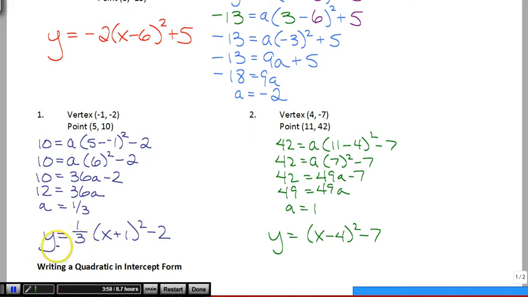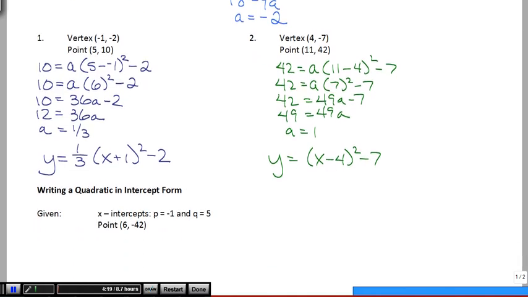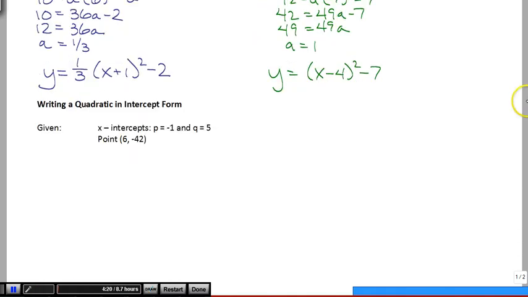Just make sure you write the equation when you are done, and don't just stop at a equals 1/3. In number 2, substitute all your information, work it out, you get a equals 1. You do not need to write the 1. You can if you want to, but it is not necessary. Okay? And that's that.